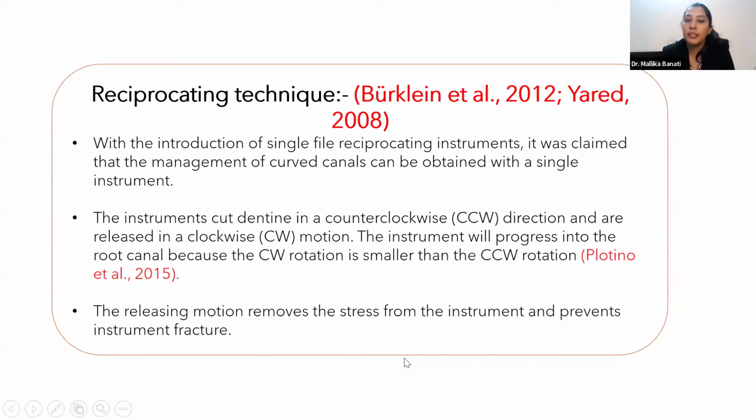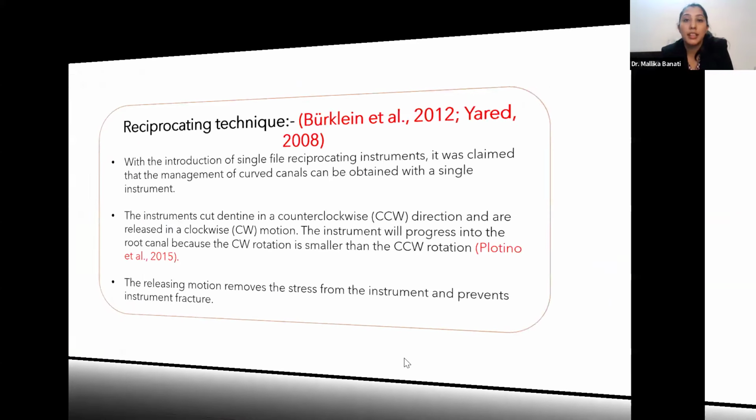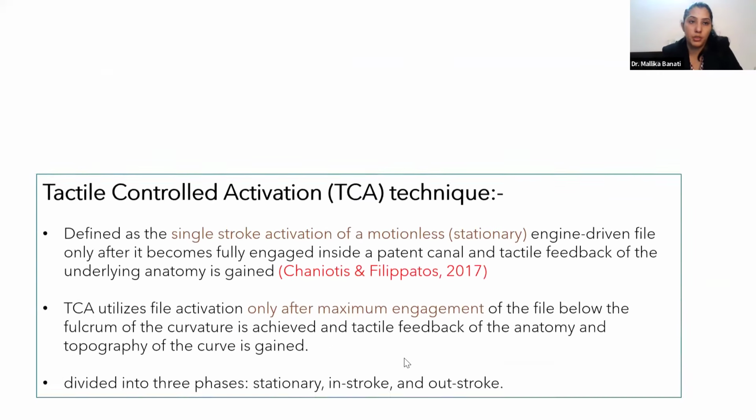The instrument will progress into the root canal because the clockwise rotation is smaller than the counterclockwise. The releasing motion removes the stress from the instrument and prevents instrument fracture. That is how they are proving that the reciprocation motion is better than the regular rotary motion.